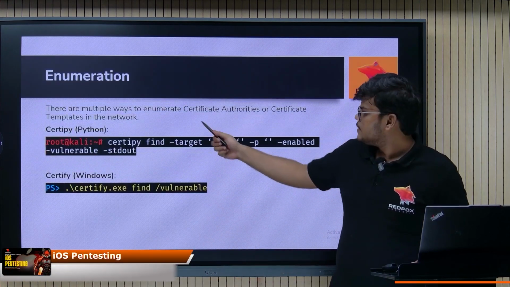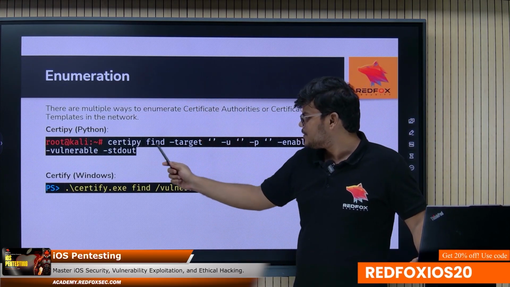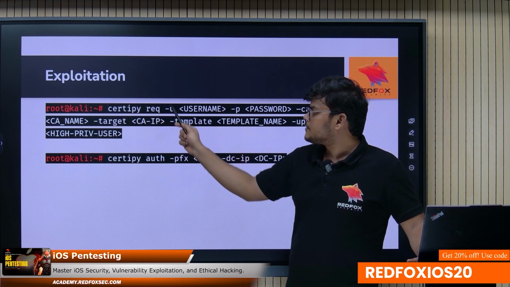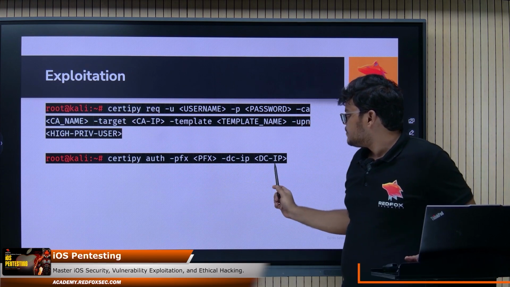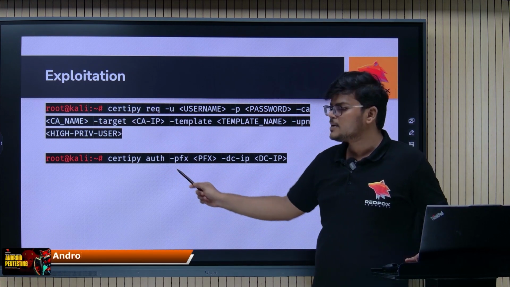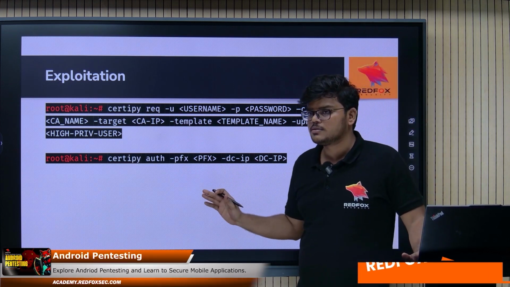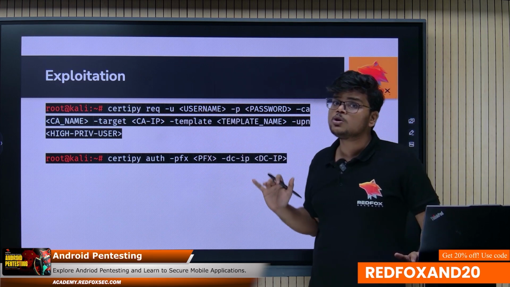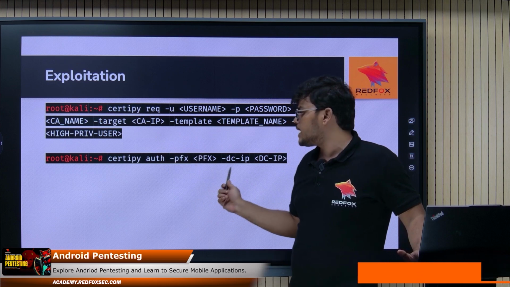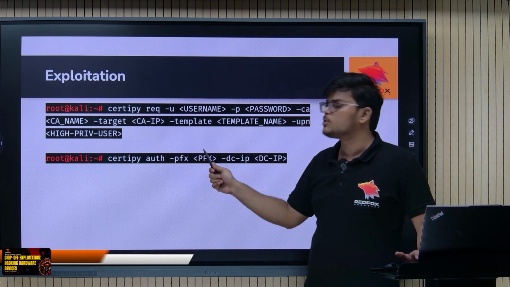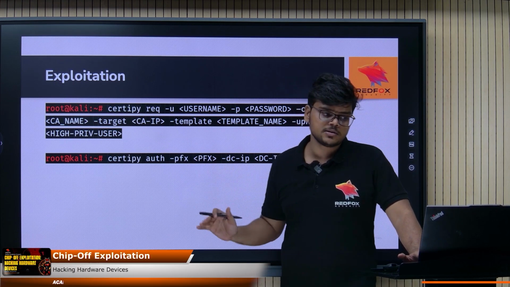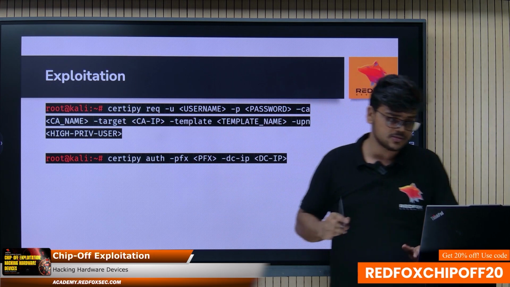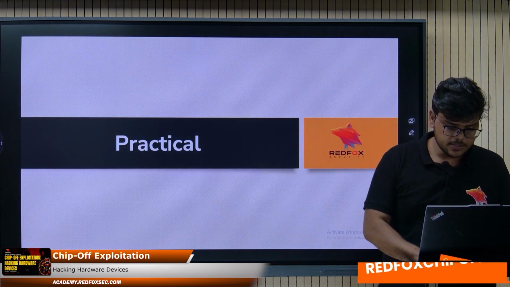If you see, let's count the commands. First command, we will find the vulnerable template, request the certificate for that vulnerable template, and then we can authenticate using that certificate and get the NTLM hash of that user. And whose certificate are we going to ask for? We are going to ask for a certificate for a domain administrator. And whose hash are we going to get? Since it is a domain administrator certificate, we are going to get the hash of a domain administrator using just 3 simple commands. Believe me, it will not even take me 5 minutes to go through this. Yeah, let me just go to the practical.